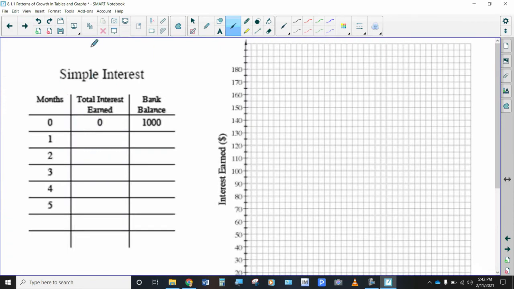So one thing we learned from doing that work in the previous page was the interest is going to be equal to $20 for every single month. So after 1 month, it should be $20, correct? After 2 months, it should be $40. After 3 months, it would be $60. After 4 months, it would be $80. And after 5 months, you would have earned $100 in interest.